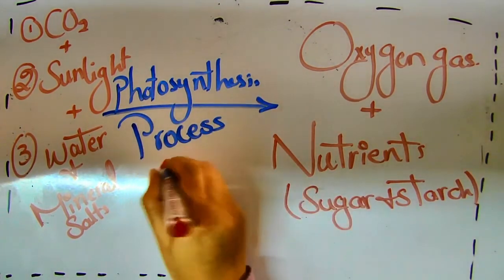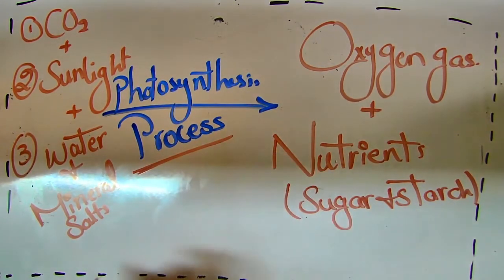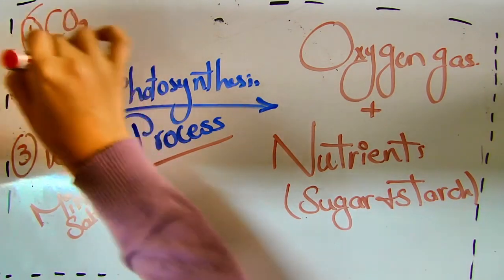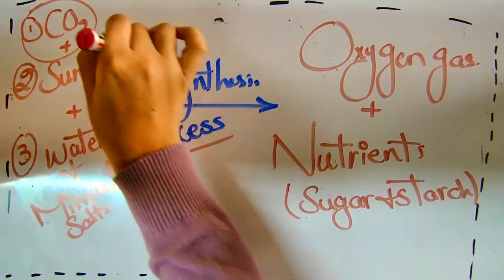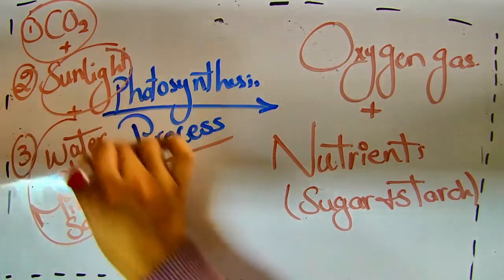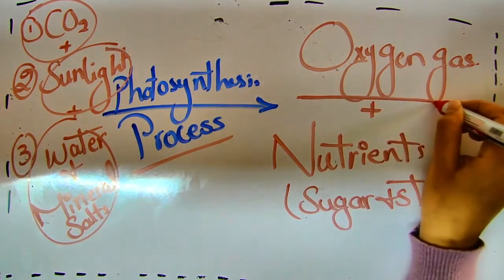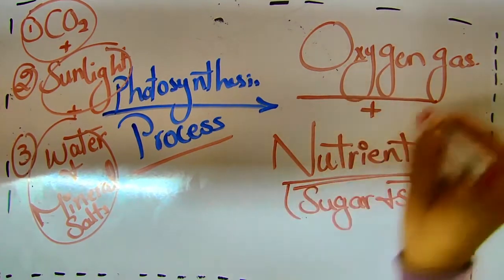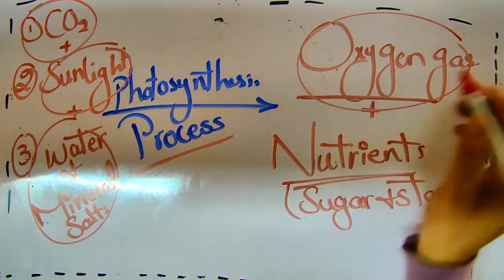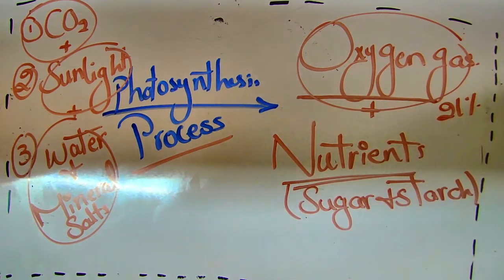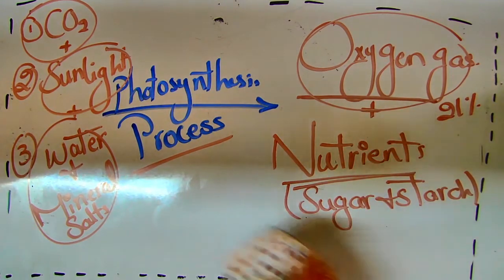So the green plant takes carbon dioxide gas, sunlight, water and mineral salts to produce oxygen gas and nutrients. Oxygen gas is for all living organisms, 21%, and the nutrients are for itself. Okay?